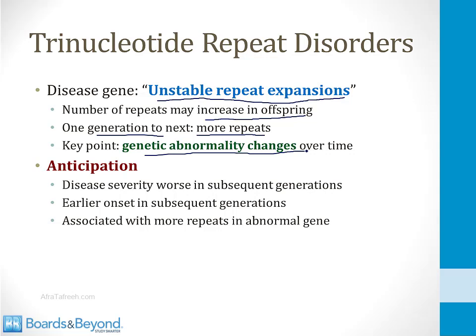Because of these unstable repeat expansions, a phenomenon may occur called anticipation. This is where the disease severity worsens in subsequent generations with earlier onset in subsequent generations and sometimes more severe disease. And this is because in additional generations there are more repeats accumulating in the abnormal gene.